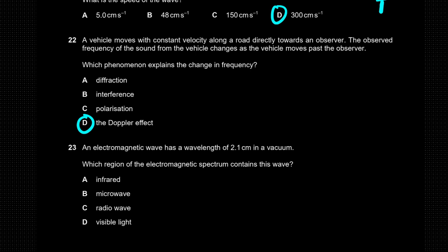An EM wave has a wavelength of 2.1 centimeters in a vacuum. So if I think about this, this is in the order of magnitude 10 to the negative 2. So which one is this? The longest one is radio waves, which is usually some meters, some order of meters, some hundreds of meters. The next one after that is this, which is a microwave. So that's 23 B, 24.